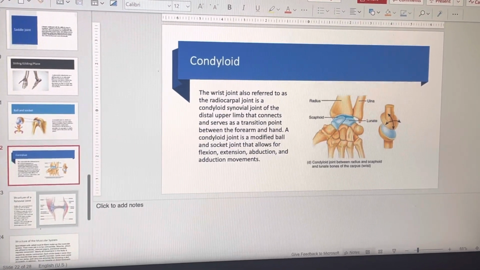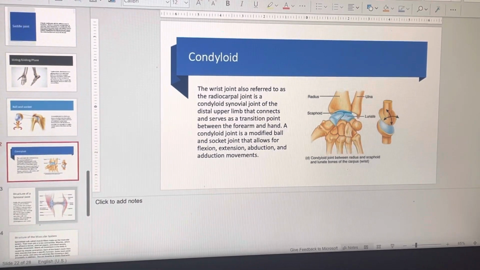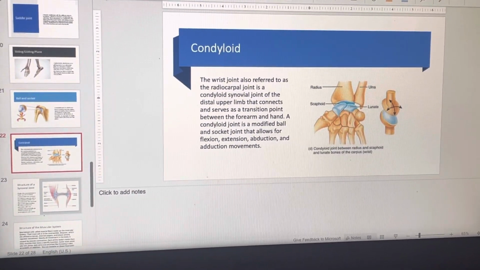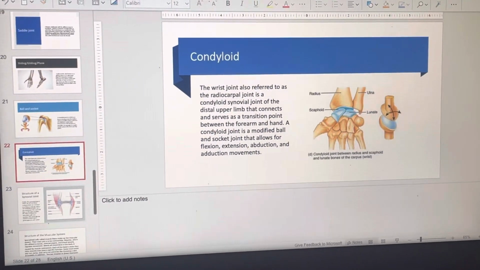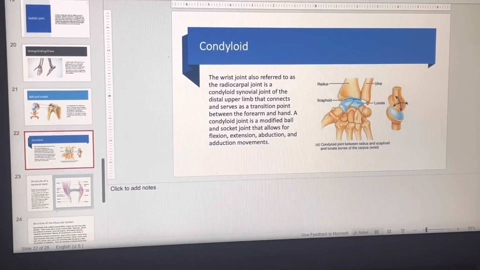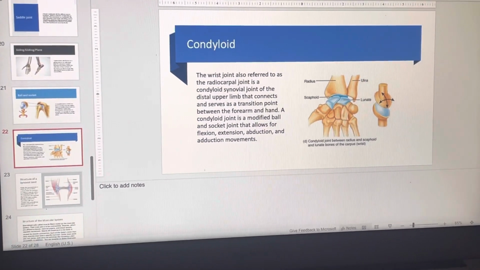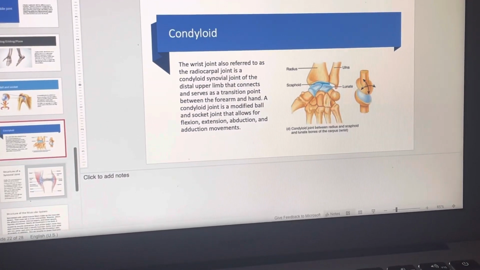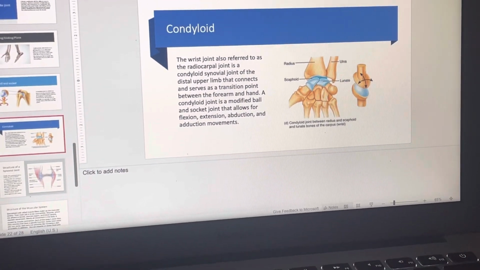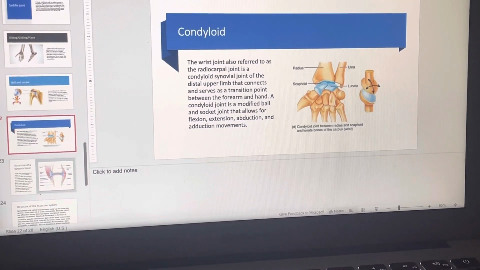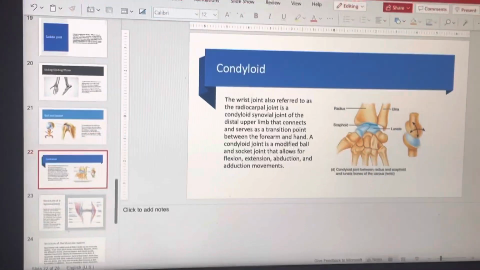Finally, the condyloid joint. The wrist joint, also referred to as the radiocarpal joint, is a condyloid synovial joint of the distal upper limb that connects and serves as a transition point between the forearm and hand. A condyloid joint is a modified ball and socket joint that allows for flexion, extension, abduction, and adduction movements.